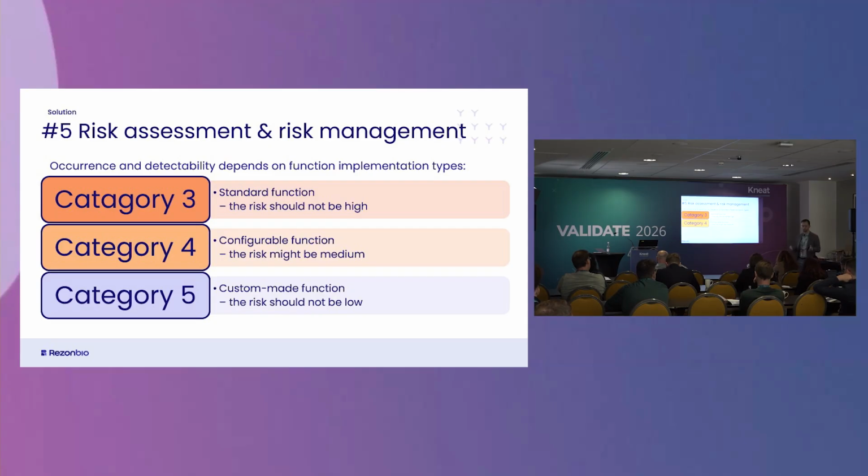Category 4, the starting point, okay, medium, let's take a look. Maybe it's easy, so it could be low. Maybe it's a very difficult configuration, so it should be high. And category 5, custom-made software: the risk, both for occurrence and for detection, should not be low. Rather not. Rather, justify that we did some previous testing and verification, then maybe. But the starting point is high, maybe medium.